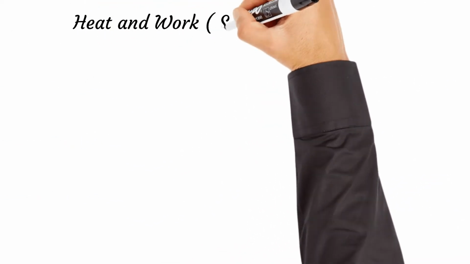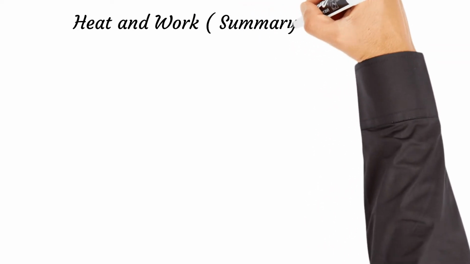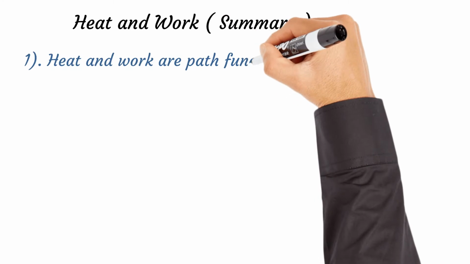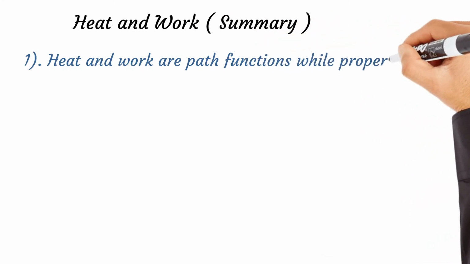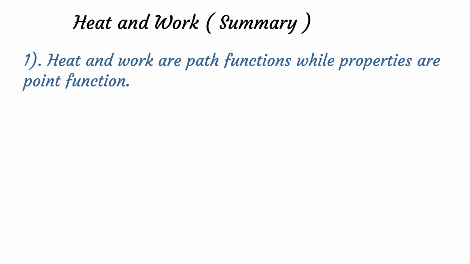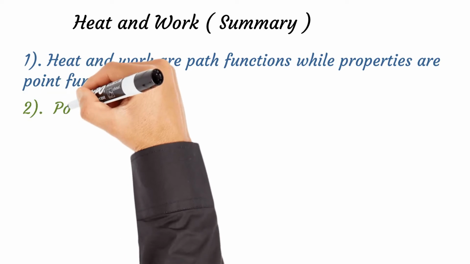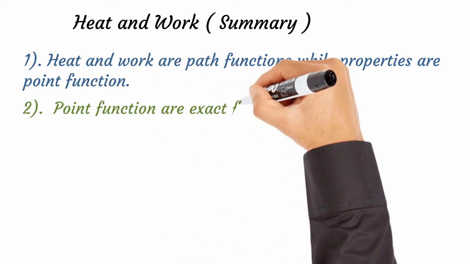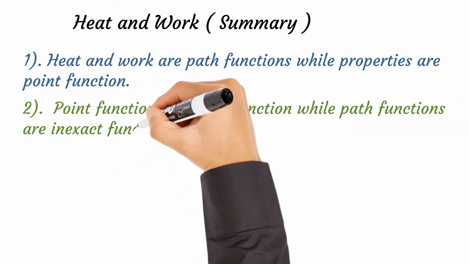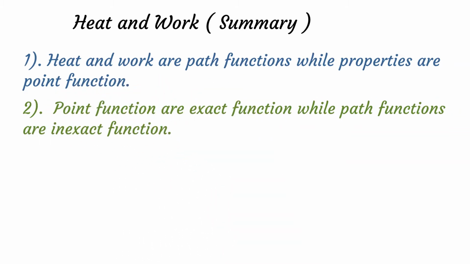Heat and work summary. Take note of the following summary on heat and work. Number 1, heat and work are path functions. They depend on the path, while properties like temperature and pressure are point functions. Number 2, point functions are exact functions, while path functions are inexact functions.